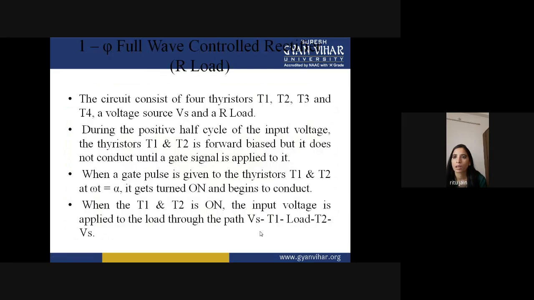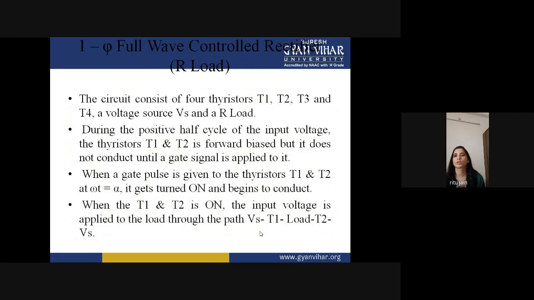and for mode second, ωt will be greater than π but less than 2π + α. The average load voltage you can get from this equation, which is equal to Vm/2π into (1 + cos α). Okay, now this is all about your single phase converter with freewheeling diode.